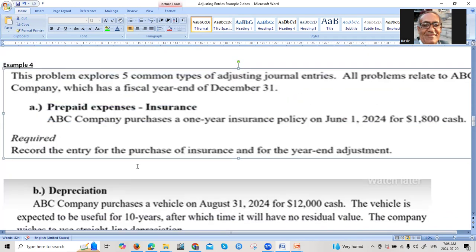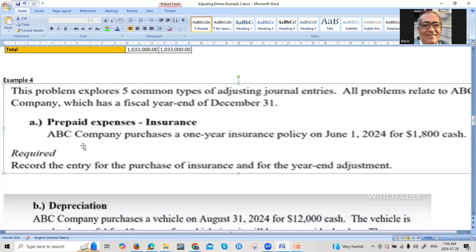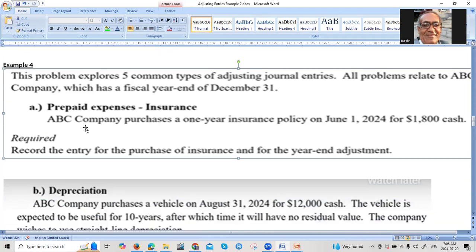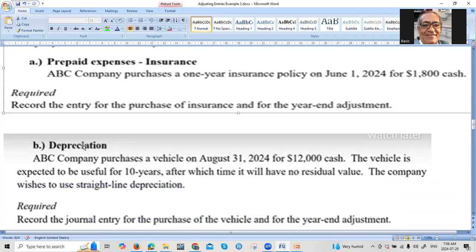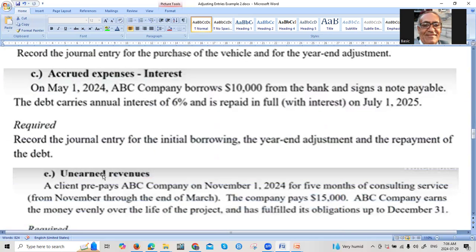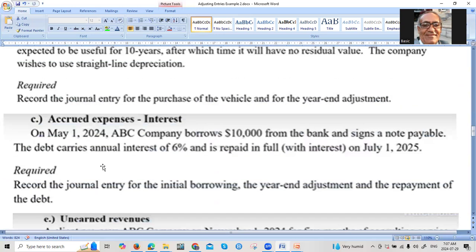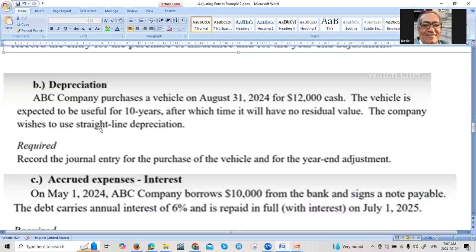Let me tell you something here. We will work on these 4 parts, and I will give examples including all of them: an example for the prepaid expenses, an example for the depreciation, an example for the accrued expenses, and an example for the unearned revenues. In these examples, we will see how we set our journal entries.